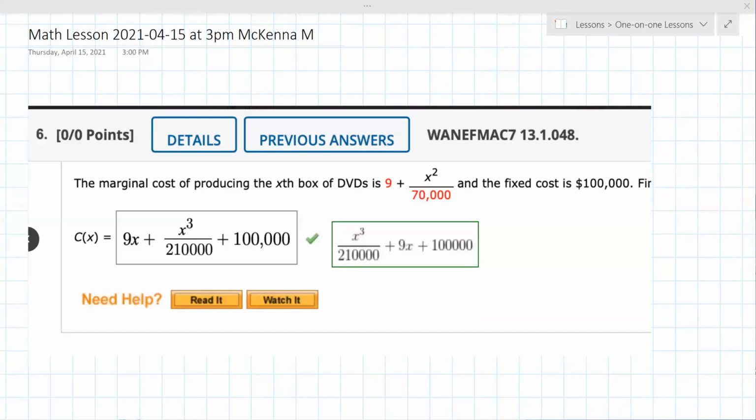The problem says the marginal cost of producing x boxes of DVDs is this formula here, 9 plus... Oh, wait, I had a question on this problem. I wrote down why I put it in here. So for the C, the C is 100,000, right? Yes. Is that a consistent thing? Like if there's a fixed cost, that's the C?